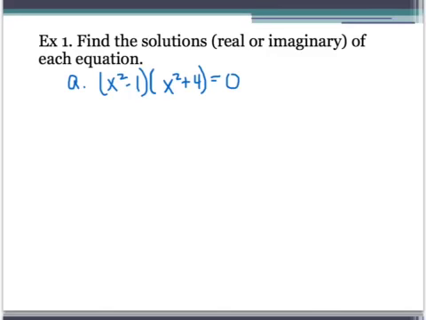Okay, let's start on examples now. Example 1 says find the solutions, real or imaginary, of each equation. We're going to start with problem A. First thing you want to do is make sure your equation is set equal to 0, and then you want to try to factor it. Now, ours is already in factored form, so all we have to do is set each factor equal to 0.